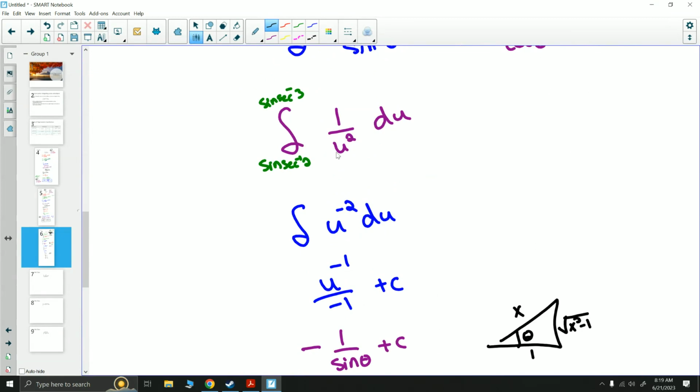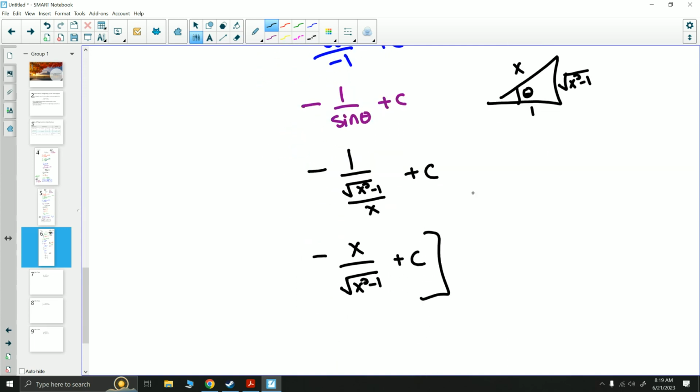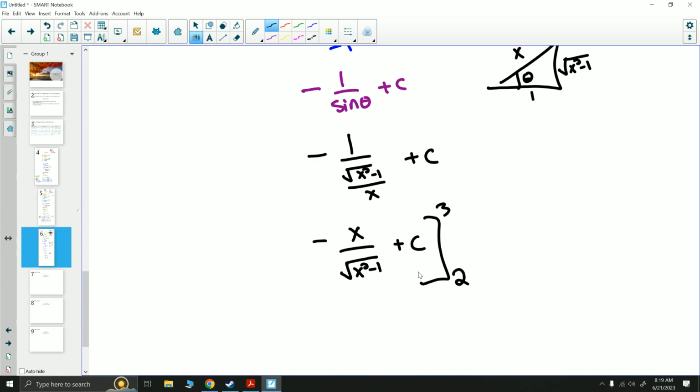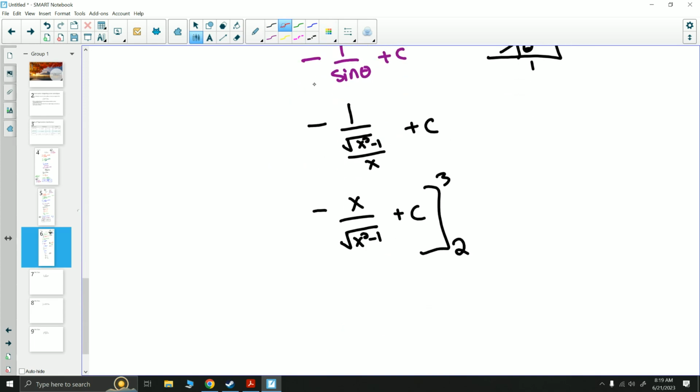If I wanted to leave it in u's, I actually could have just done this in those, but like I said, these are really hideous to me, so I don't want to use those. So instead, I'm going to do this from 2 to 3. Now this c is obviously not important in a definite integral, but I do it just out of practice to make sure I don't make a mistake when I'm doing indefinite.